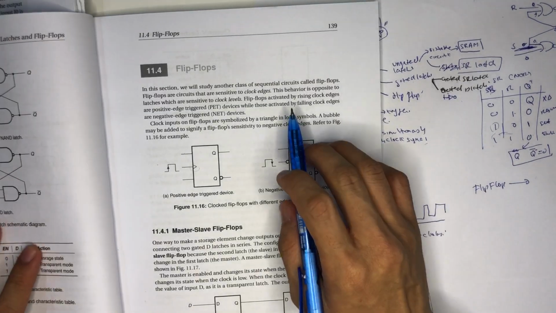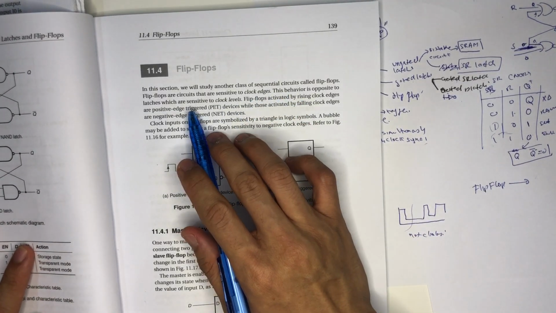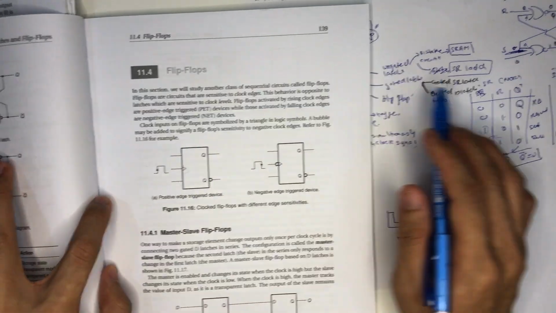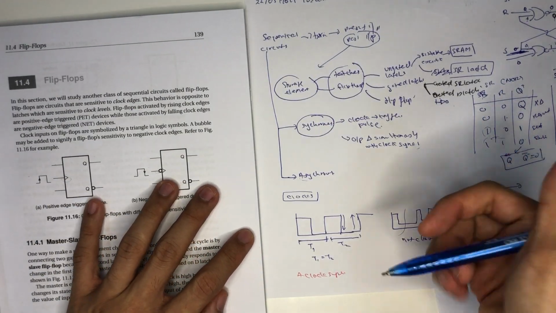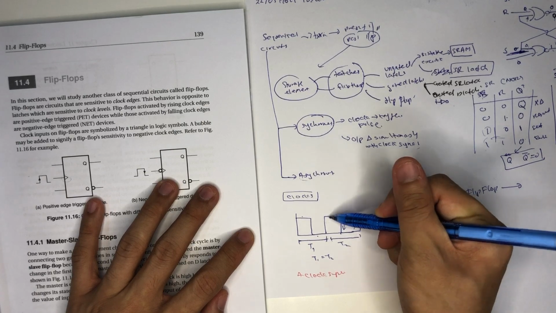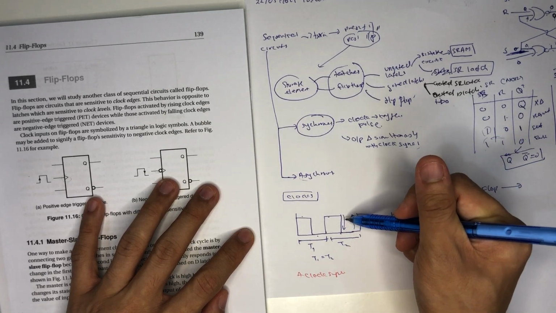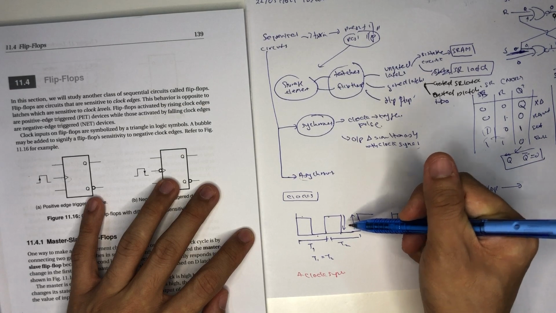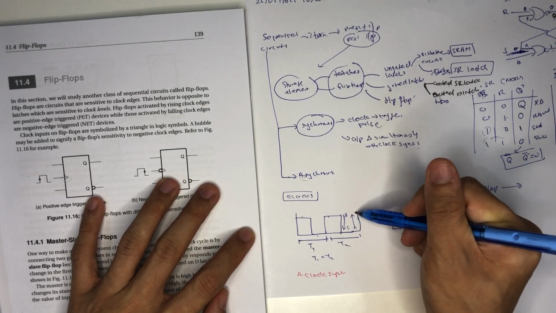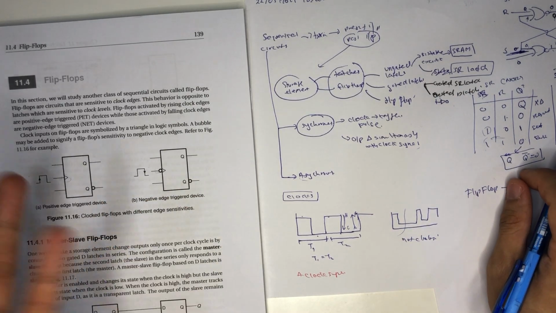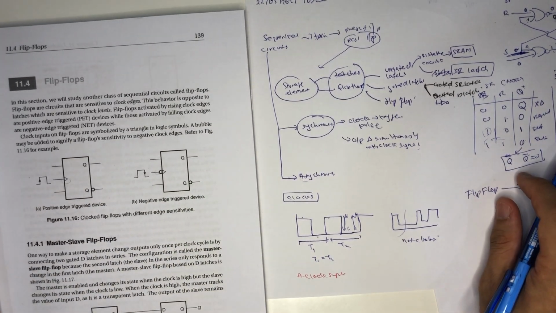This behavior is opposite to latches, which are sensitive to clock level. Latches are different because they are more sensitive to clock level, which is 1 0 1 0, something like that. But the flip-flop is sensitive to the clock edges, which is high to low or low to high. They are different, so this is one of the main differences. You need to know this in case it's asked in the quiz or the test.